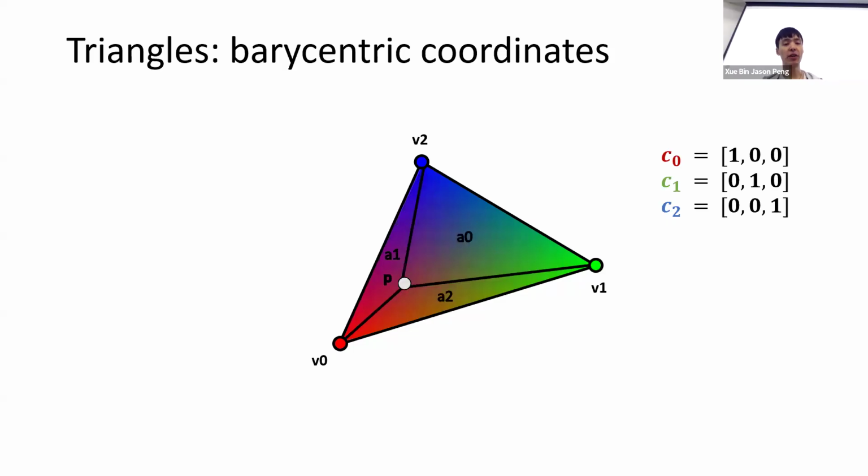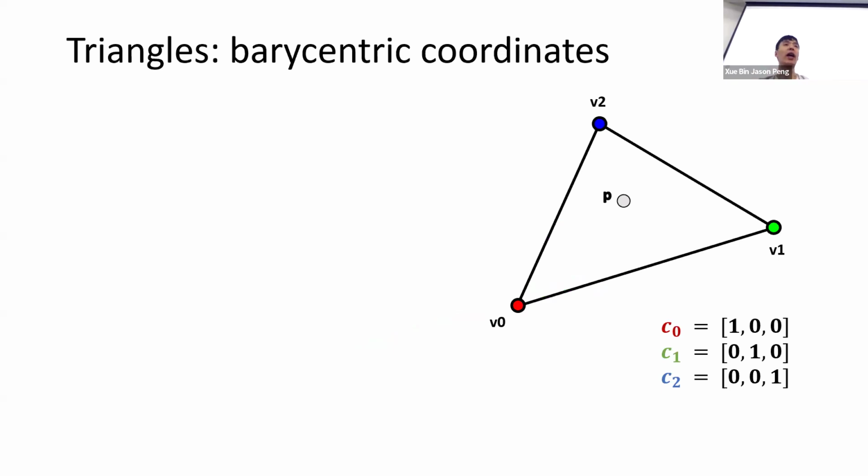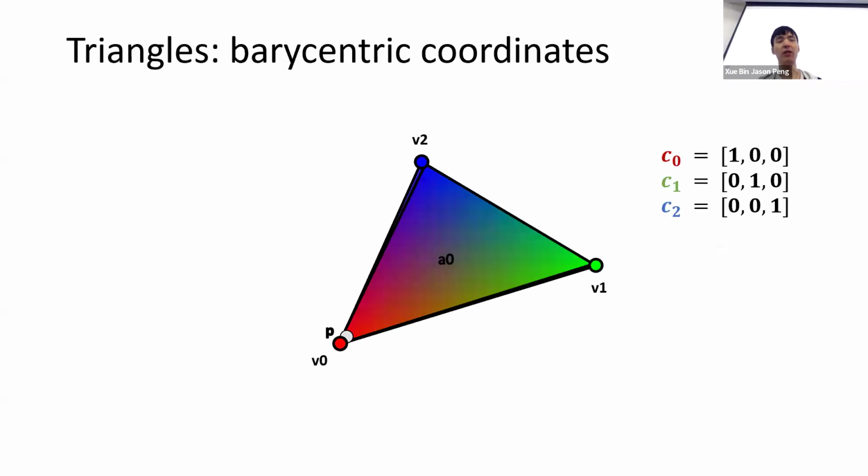So to calculate the barycentric interpolation, we just have to calculate the area of all of these smaller triangles. But I guess any questions about this example?